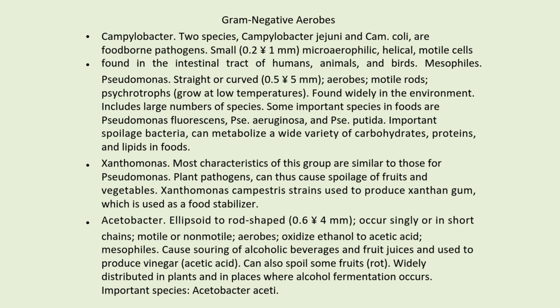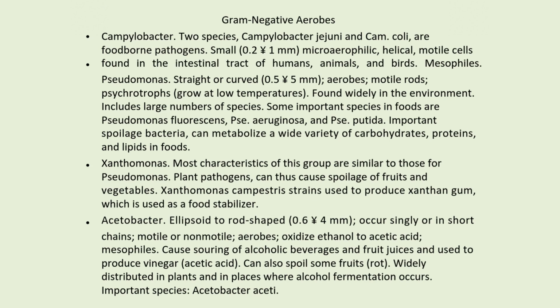Then we have Xanthomonas. Most characteristics of this group are similar to those for Pseudomonas. They are plant pathogens and can cause spoilage of fruits and vegetables. Interestingly, Xanthomonas campestris strains are used to produce xanthan gum, which is a common food stabilizer.